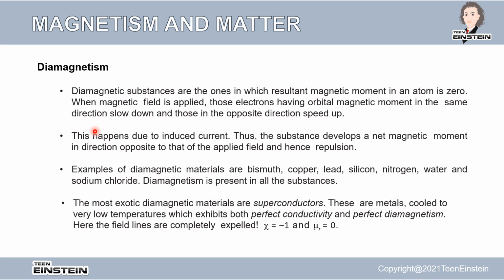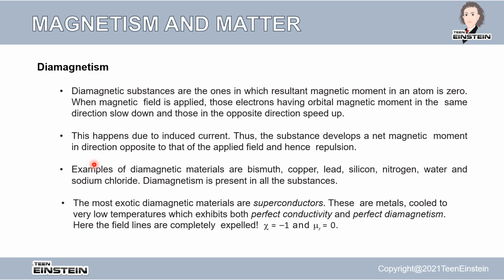So when you apply a magnetic field, the electrons having orbital magnetic moment in the same direction slow down and those in the opposite direction speed up. What happens when the electrons having magnetic moment in the opposite direction speed up? It means the magnetic moment in the opposite direction will increase. That means the magnetism will be opposite to the applied field. So this happens due to induced current. Thus, the substance develops a net magnetic moment in the direction opposite to that of the applied field, and hence there is a repulsion. Examples of diamagnetic materials are bismuth, copper, lead, silicon, nitrogen, water, and sodium chloride.